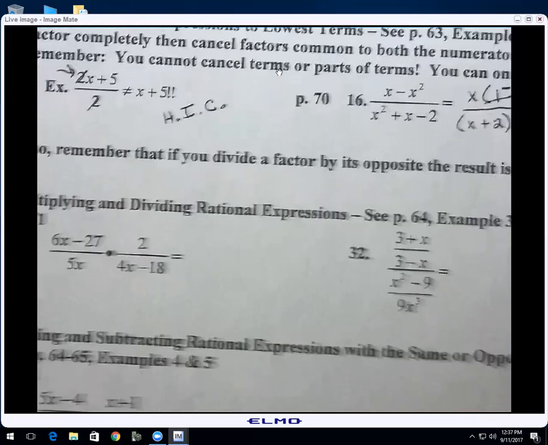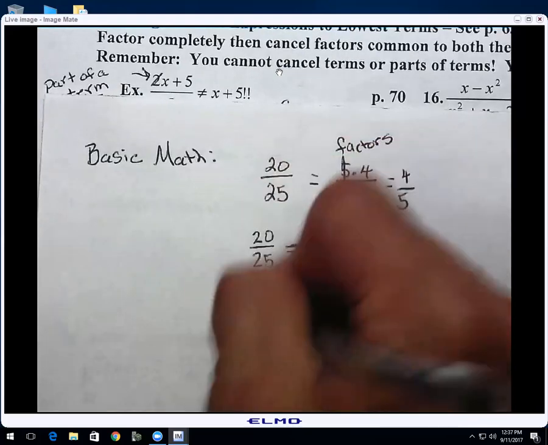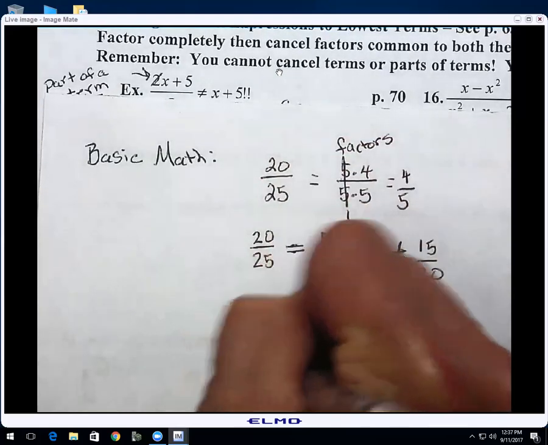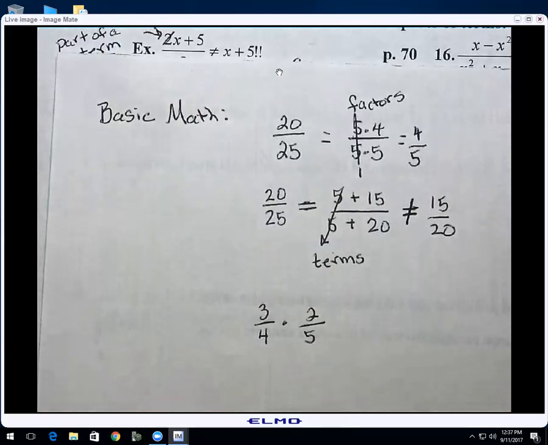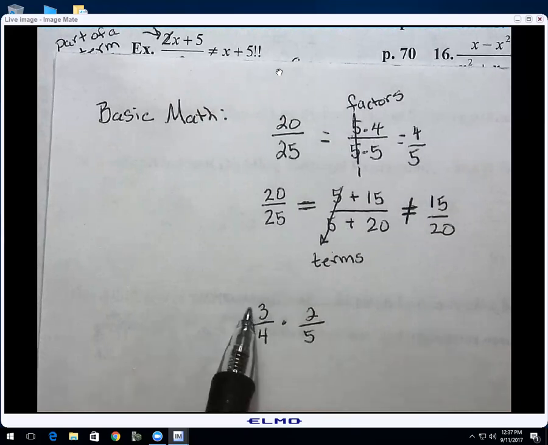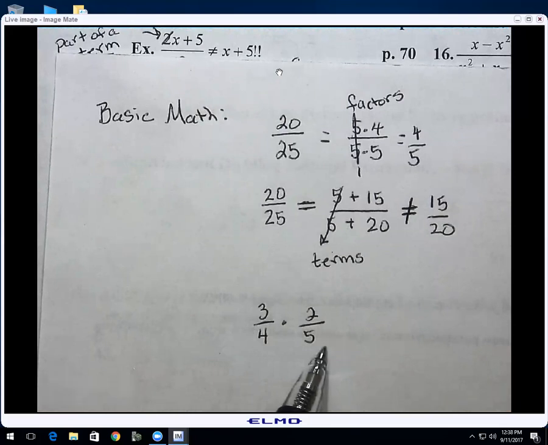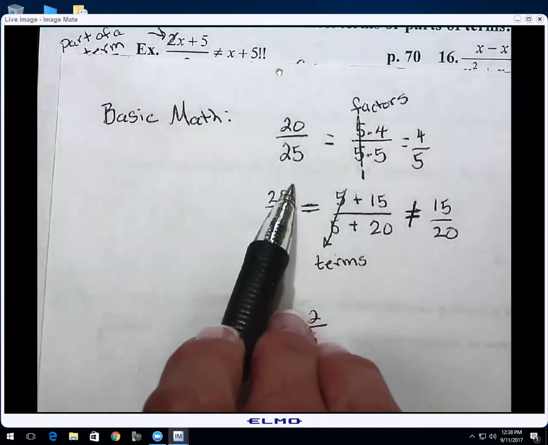What about multiplying and dividing? How do we do that in basic math? If we have, for example, 3/4 times, let's say, 2/5. We do a multiplication problem in basic math. There are 2 ways you can do it. Either one's okay. In my opinion, one's a little bit faster than the other. You could multiply straight across, and that would give you 6/20, and then you could reduce the 6/20 the same way we reduced 20 over 25.